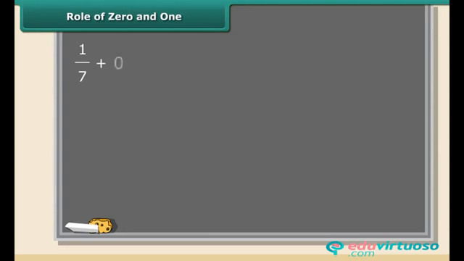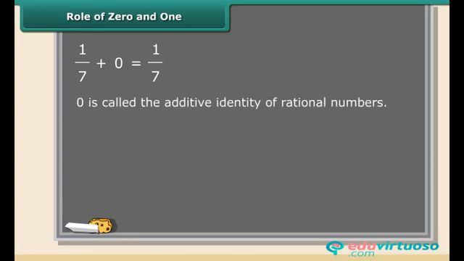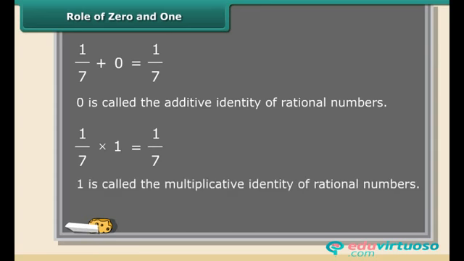Here we have added a 0 to a rational number. What did you notice? When we add 0 to a rational number, the sum is always again the rational number. For this reason, 0 is called the additive identity of rational numbers. Now check it out, the multiplication of a rational number with 1. What did you observe? When we multiply a rational number with 1, the product is always again that rational number. For this reason, 1 is called the multiplicative identity of rational numbers.